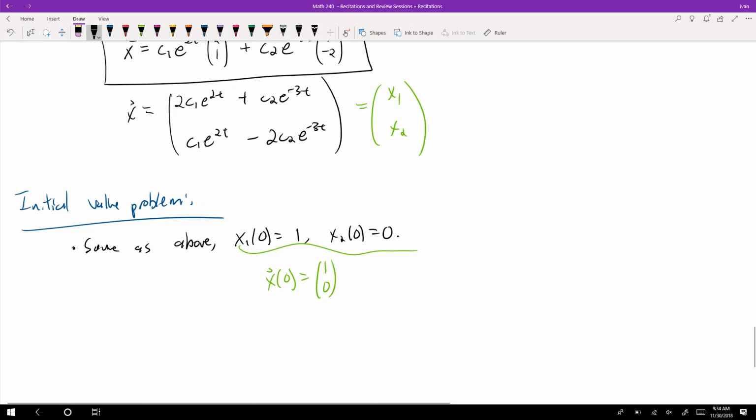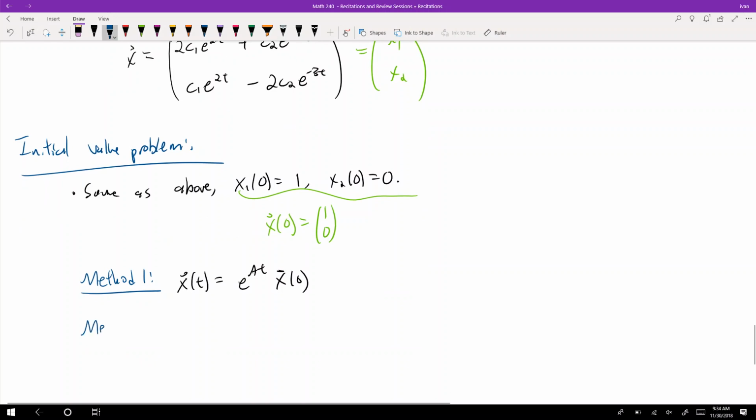Okay, so what do we do? There are two methods to do this. The first method is x of t is going to be equal to e to the At times x0. If you remember what e to the At is, that was the matrix exponential that I covered in recitation a few weeks back. So that's the first way you can calculate it. I'm actually not going to do it this way. Method 2 is actually just to solve using x of 0.